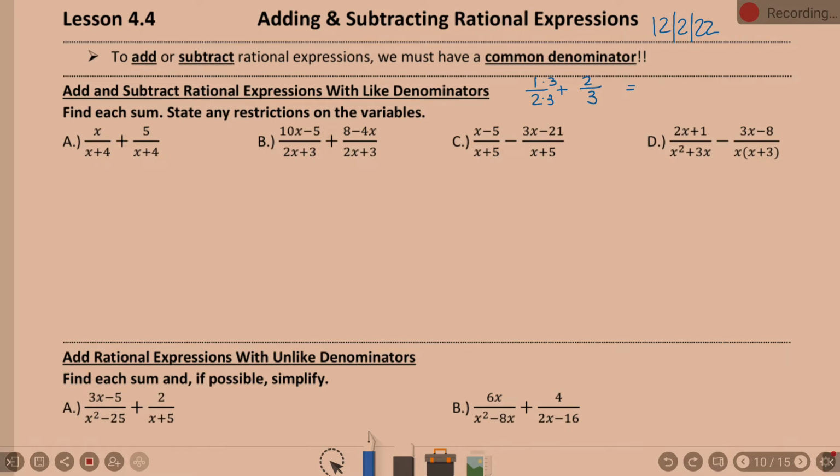So then that's going to be 3/6. Plus 2/3. How do you make 3 a 6? Times it by 2. So what do you do with 2? You times by 2. And this becomes 4 over 6. 3 over 6 plus 4 over 6 is 7 over 6, right? Okay. So that's how we add basic fractions. We need a common denominator.